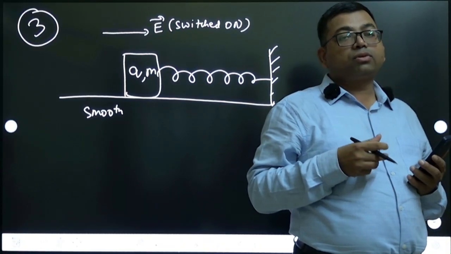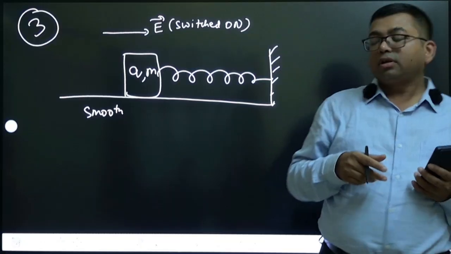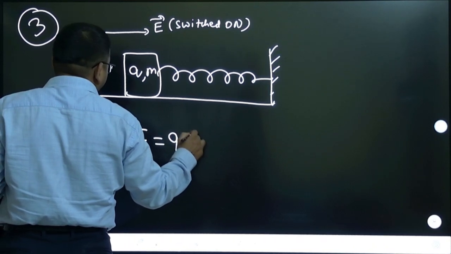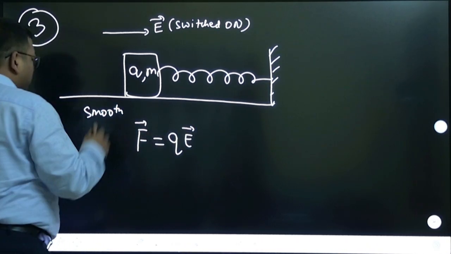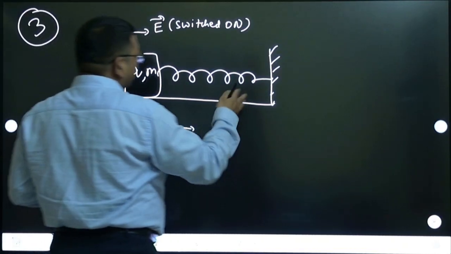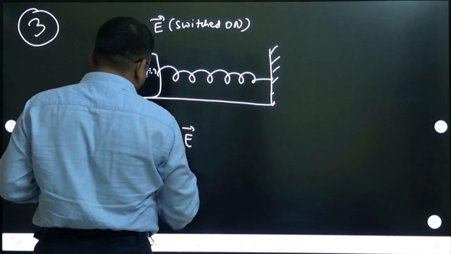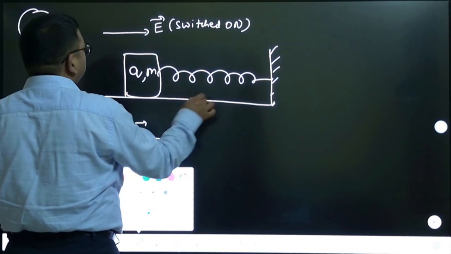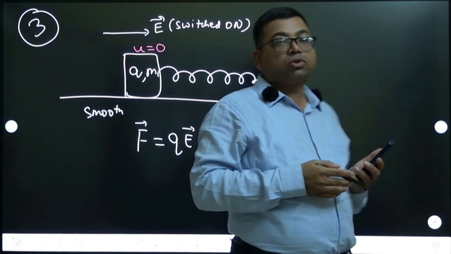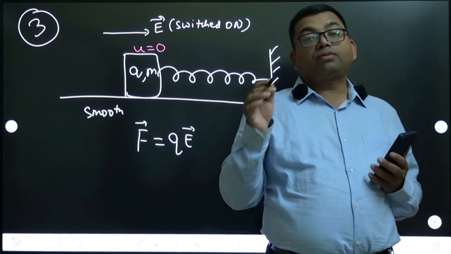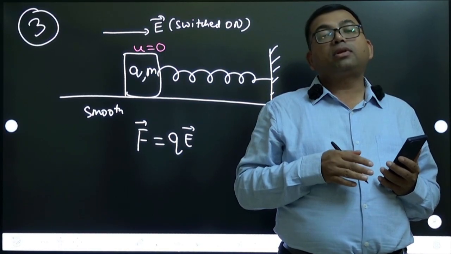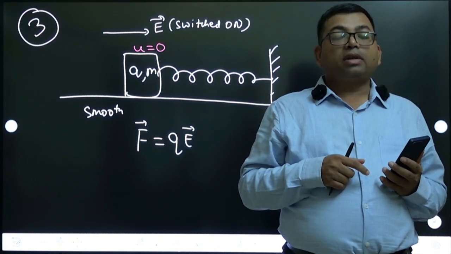As soon as you switch it on, the charge will experience a force, and you know the force is equal to Q into E. The charge is positive, plus Q they have given, so suddenly it will experience a force in this direction. So it will compress, right? It will start moving, and the initial speed will be 0. It will start moving from that position and compress further, and there will be a position where the spring force will equal the electrostatic force.